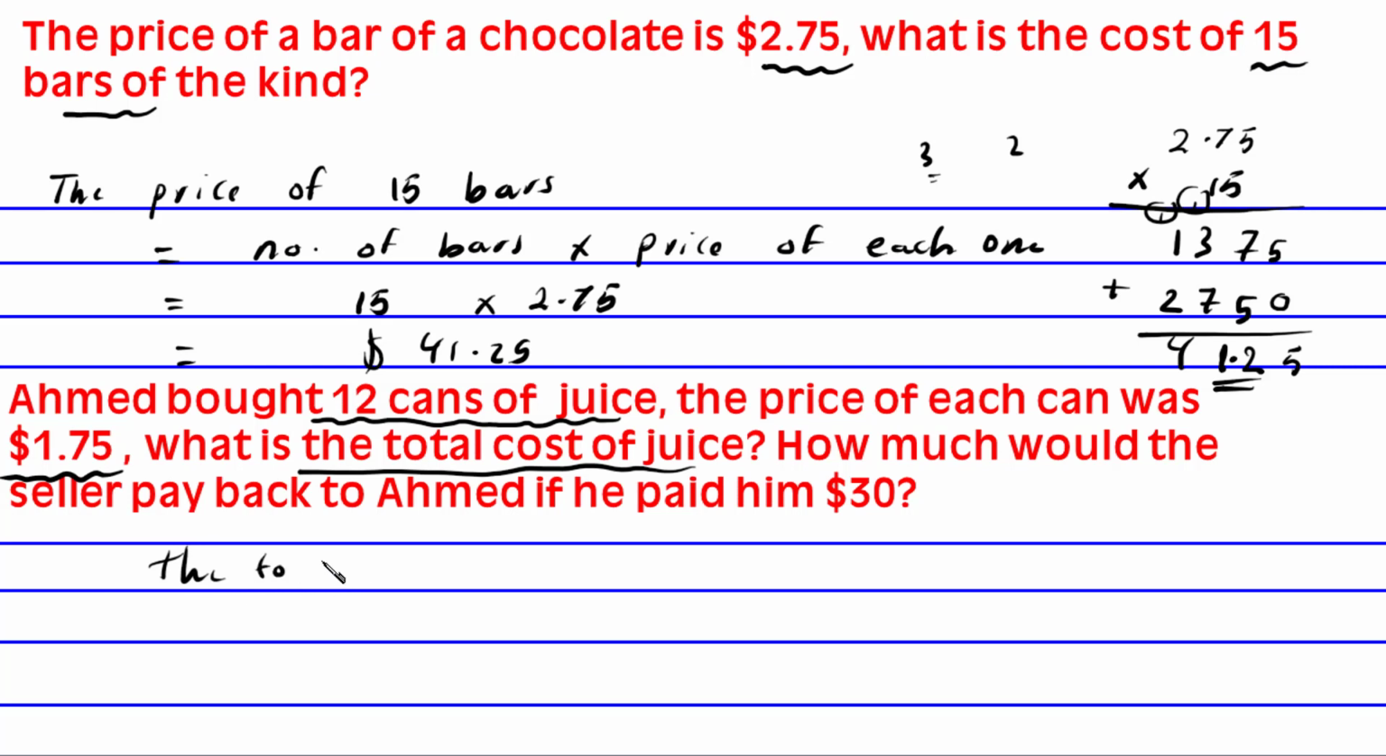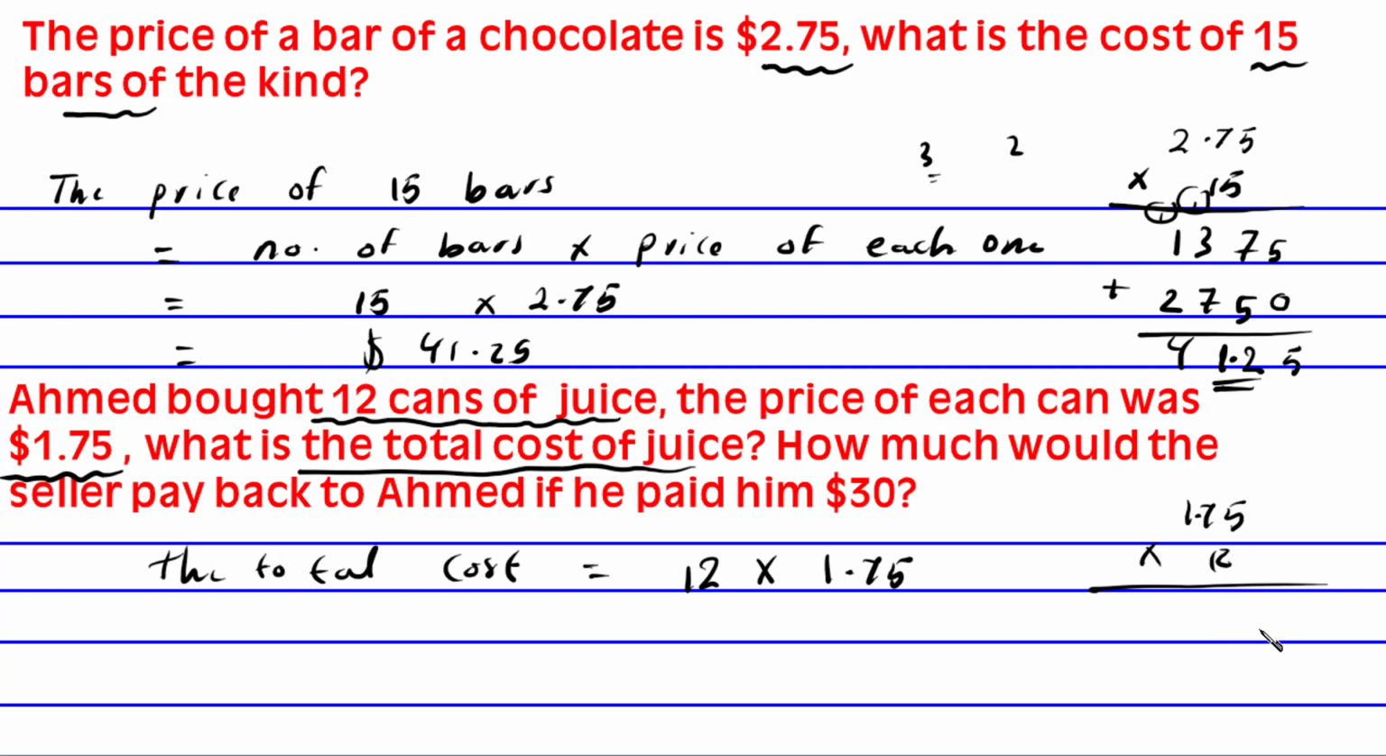The total cost equals number of cans, which is 12, times the cost of each one. It will be 1.75. We can here multiply by a 2-digit number, because if we ignore the decimal point, it will be 175 times 12. We can write here 175 times 12. 2 times 175, we can write the point here, 1.75.